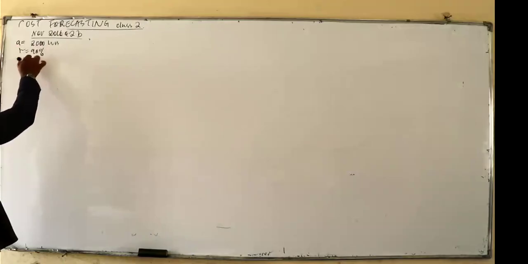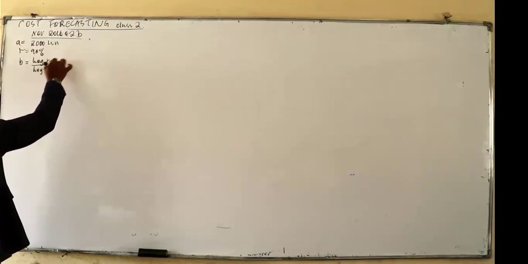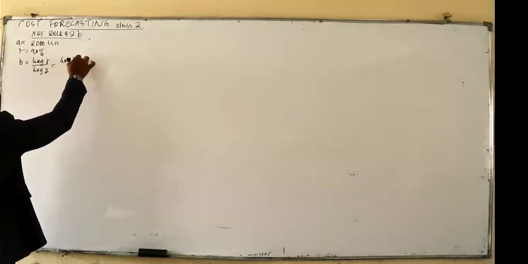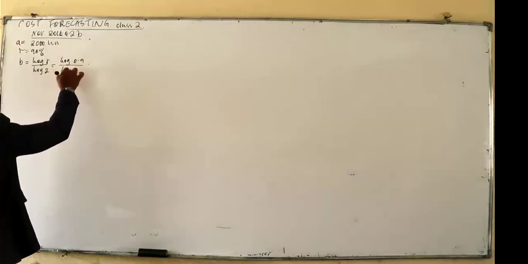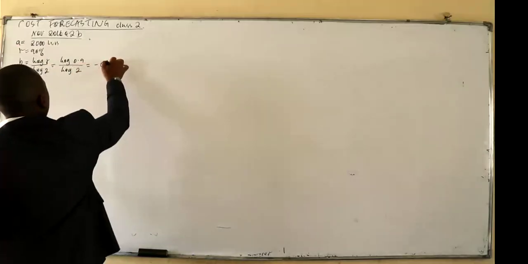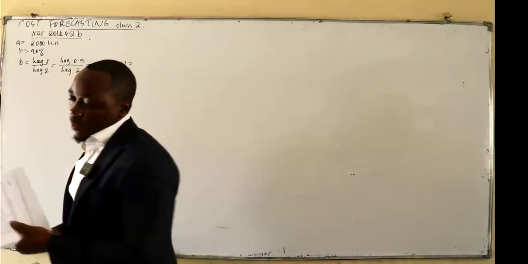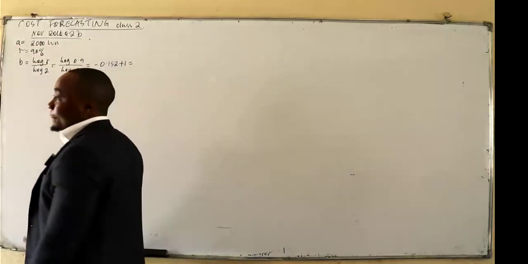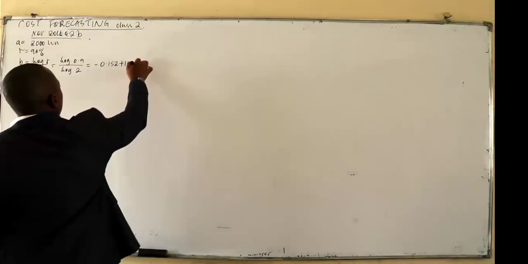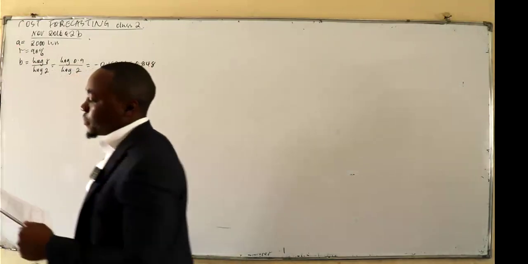Therefore, you can get B, which is log R over log 2. So it will be log 0.9 over log 2, which is negative 0.152. Then we add 1 to get B plus 1, which is 0.848. Good.